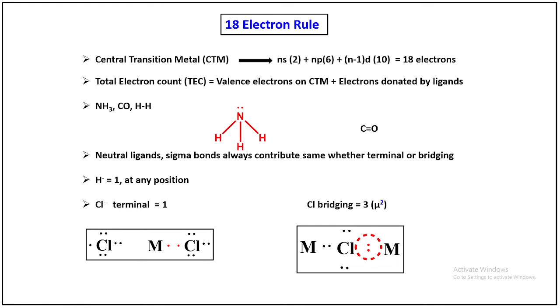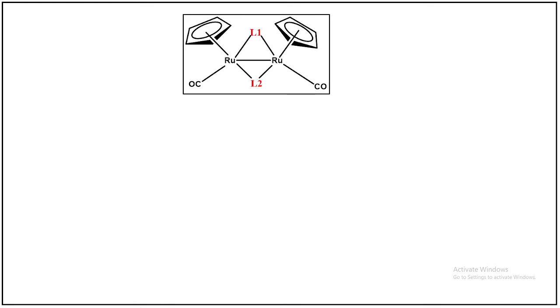Okay, now we know the basics of the 18 electron rule, how to count total electron count and all. Now we can solve the question. This was the complex given to us, right? So here we have to find the total electron count, in which first we have to find the valence electrons of ruthenium, the central transition metal. Ruthenium has 8 valence electrons.